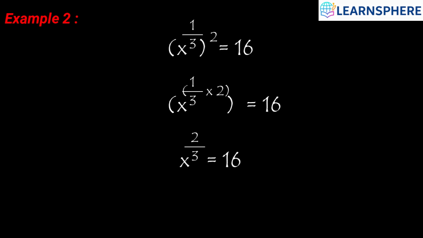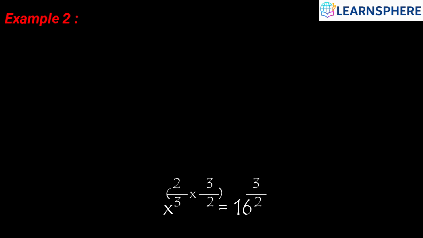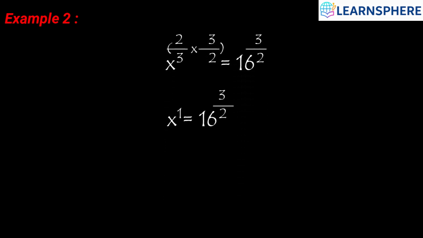Then we can go on to get the power of x to be 1. To get the power of x to be 1 on the left-hand side, we can take 2 over 3 times 3 over 2. And we have to do the same on the right-hand side. Therefore, it becomes 16 to the power of 3 over 2. This will then give us, on the left-hand side, x to the power of 1 equals 16 to the power of 3 over 2.